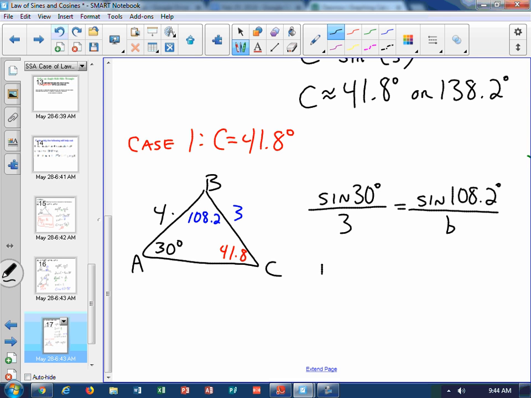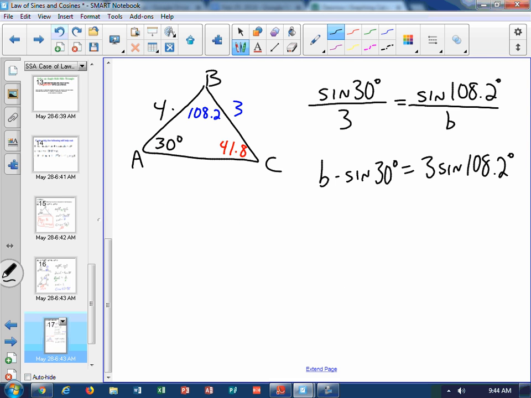So when we cross multiply, we get B times the sine of 30 degrees equals 3 times the sine of 108.2 degrees. And if we divide both sides by sine of 30 degrees, what we'll end up with is approximately 5.7 for B. So in this first case, where angle C is 41.8 degrees, angle B is 108.2 degrees, and side B is about 5.7. That's our first case.